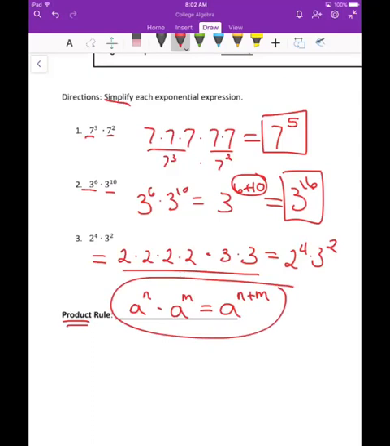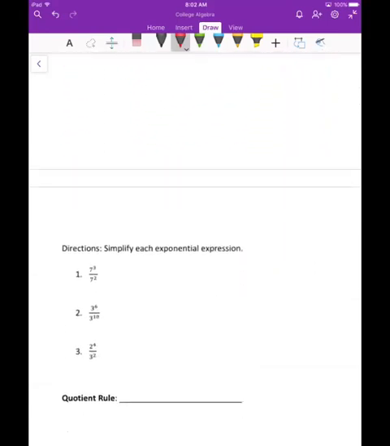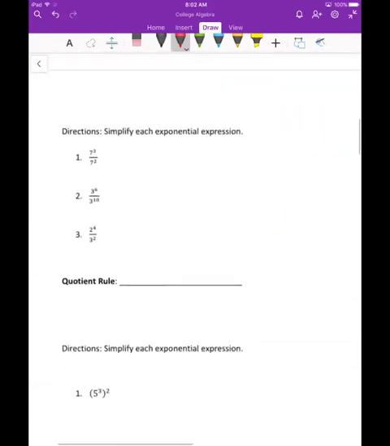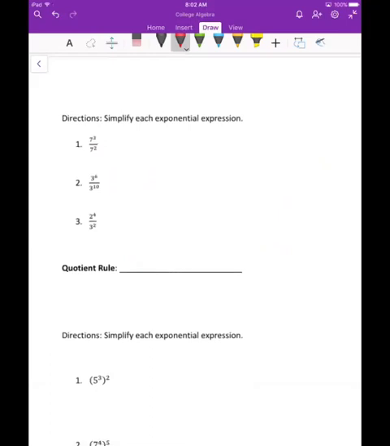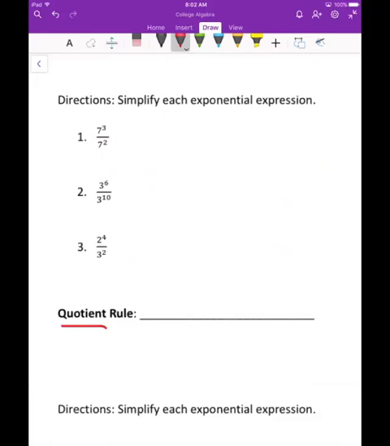Now, there's about 6 rules we're going to look at today. And we want to, again, just understand where they're coming from. So the next one is going to look at, okay, if I can multiply and simplify some exponential terms, can I do some quotients or division and simplify these? And it will turn out that we can. So this first one you see here is 7 cubed divided by 7 squared.